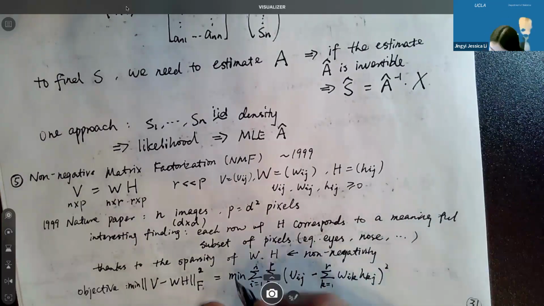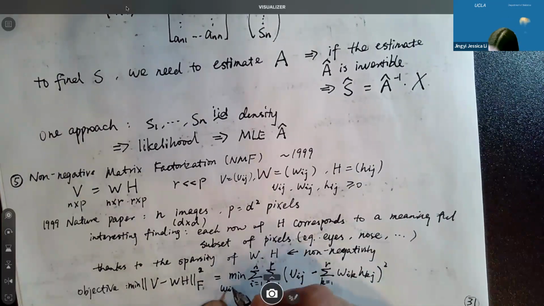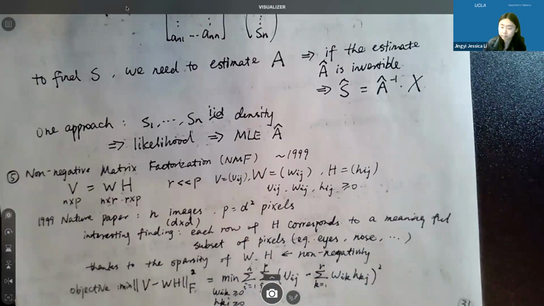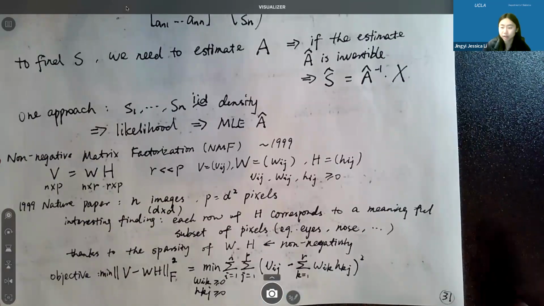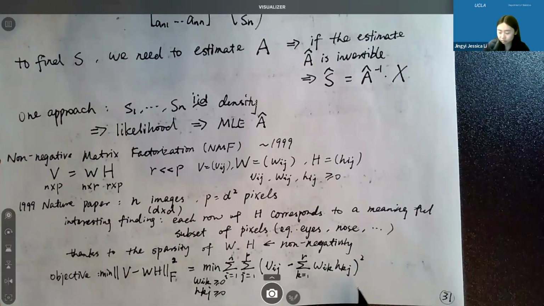So in this minimization, W_ik and H_kj, all of them must be non-negative. So that's the constraint. And this non-negativity constraint would introduce sparsity in the solution. What is special of using a Frobenius norm? It's just like when you do least square in linear regression. So this is just like a matrix generalization of least square.